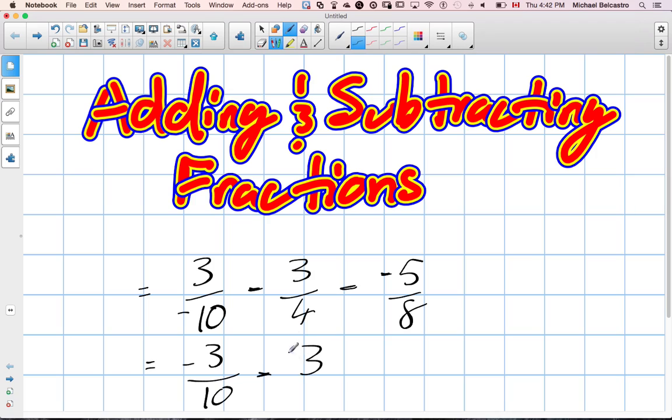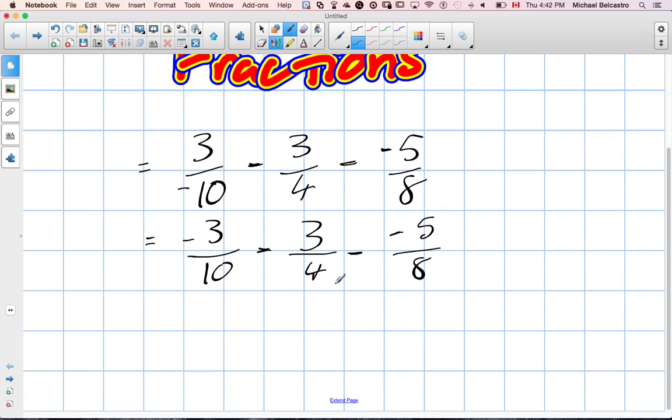Subtract, think of this like positive 3 over 4. Subtract negative 5 over 8, okay? Now, what's nice about this is I've now made all the denominators positive, so much easier to work with finding a common denominator. A common multiple of all of these, we know a multiple of 10, 4 and 8 is 40. I think 40 is going to be our common multiple.